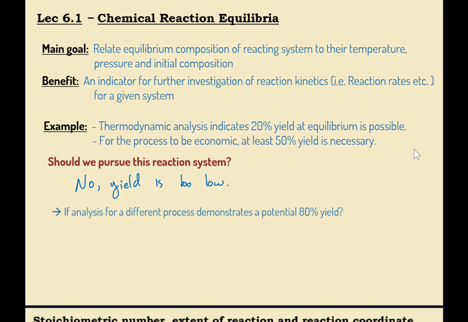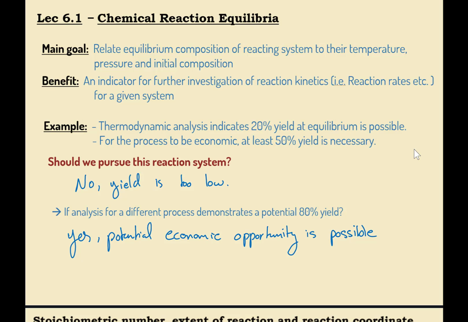Then you did some more investigations, and you found another process. And for that process, you found we can potentially get 80% yield. Then in this case, you would change your mind. You're like, okay, if I get 80%, it's above my 50% based on my analysis. So in this case, there's some opportunity here. So then you would pursue this type of process. You would just say yes, potential economic opportunity is possible. Alright, so this is kind of the intro slide here.